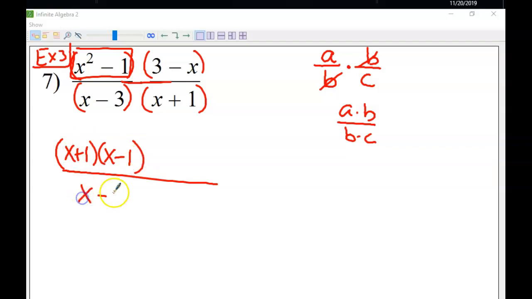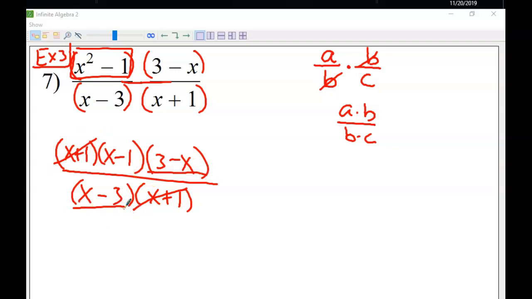Okay. Now, what can we cross off here? The x plus 1 can take this x plus 1. Now, these ones look awfully similar, don't they? But they're not the same. So let me show you guys a little trick. This little trick I would write down, okay? Well, don't write this yet, but just pay attention.